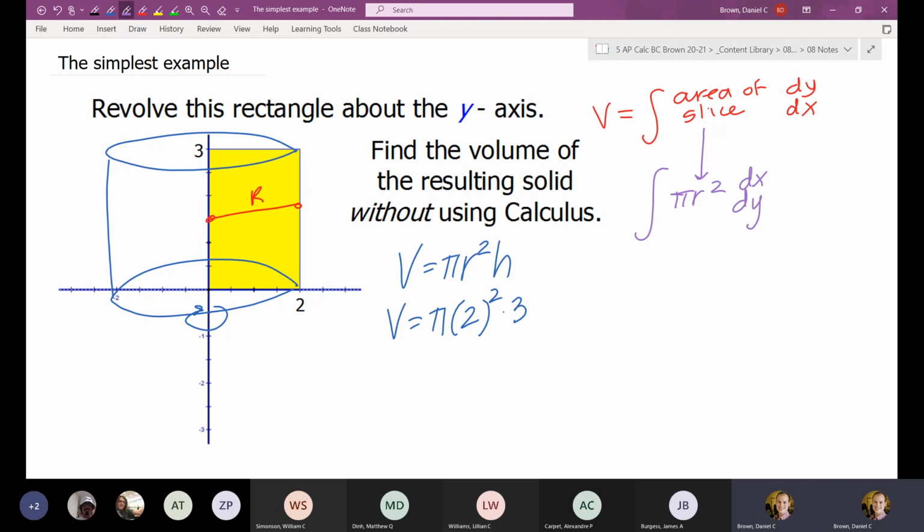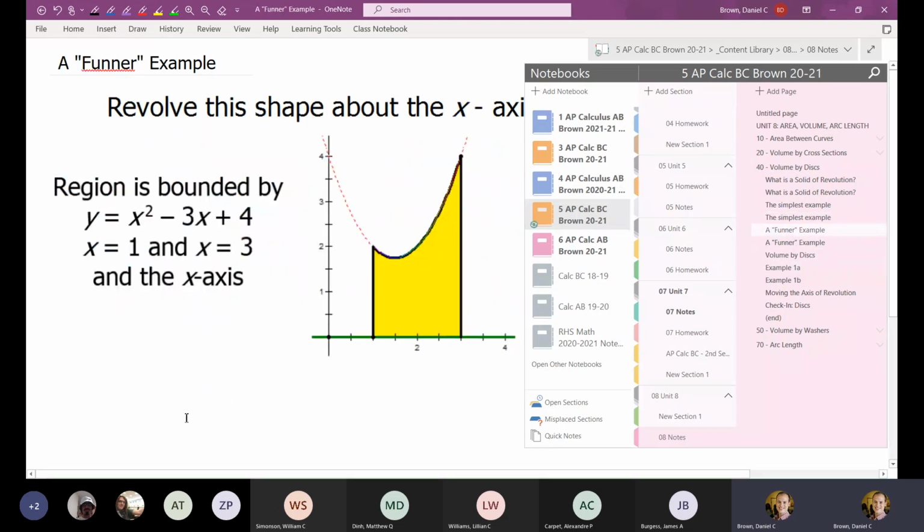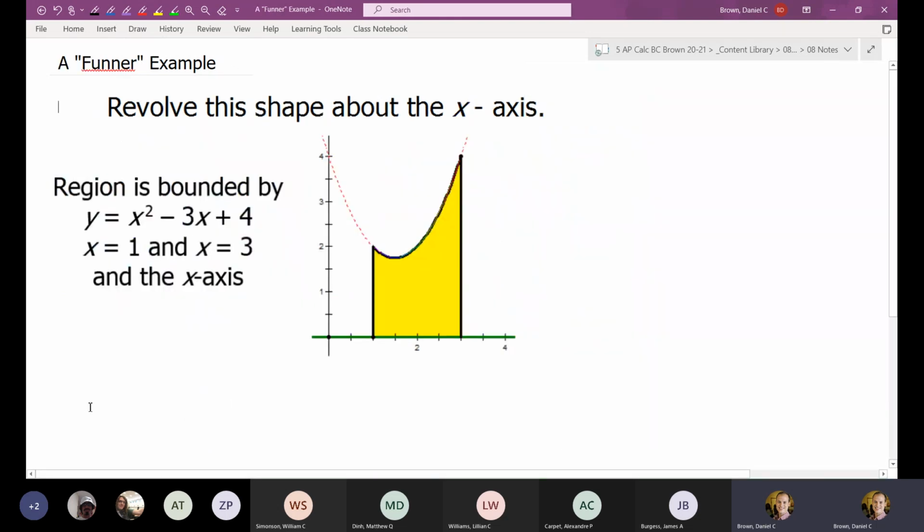Obviously, in calculus, we're not going to be finding the volumes of cylinders. They're going to look something more like this. You'll have a region defined by it. So I have y is equal to x squared minus 3x plus 4. It's also bounded by the vertical lines x equals 1 and x equals 3. And you'll also be told what you're revolving this region around. So this one, we're going to start off with a pretty basic one. We're going to revolve it around the x-axis. So this region is spinning around the x-axis, and that's going to trace out a 3-dimensional figure.